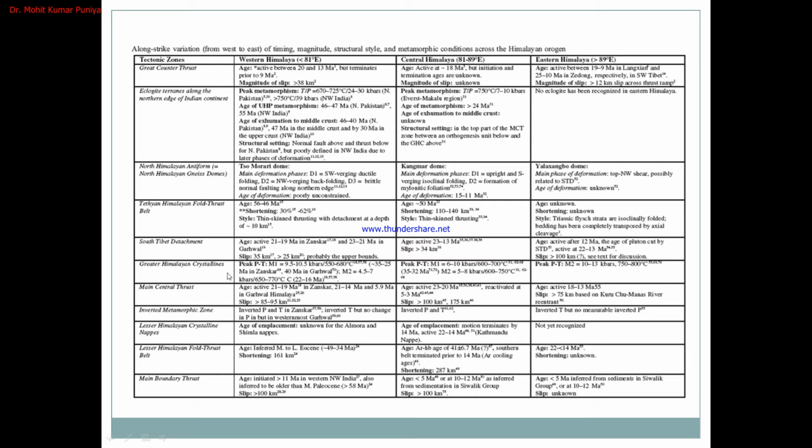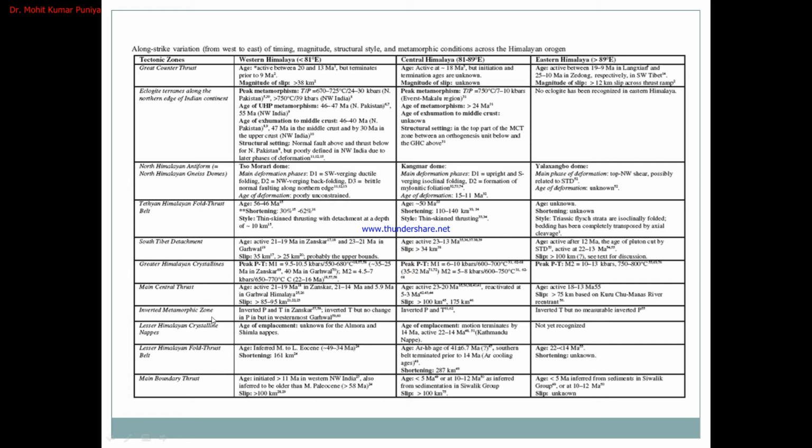Greater Himalayan crystalline peak metamorphism is up to 680 degrees centigrade in Western Himalaya, 700 degrees centigrade in Central Himalaya, and in Eastern Himalaya up to 800 degrees centigrade. Why is this so? Because this Eastern Himalaya is uplifting very quickly and exhuming, we can say. So the underlying rocks are exhuming very rapidly.